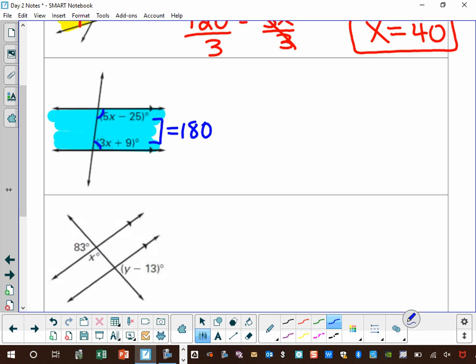So let's write this out. We have 5x minus 25. Equals. Nope, not yet. I need to add both angles together. So plus 3x. Chris, are you good? Yeah. Plus 9 is equal to 180.